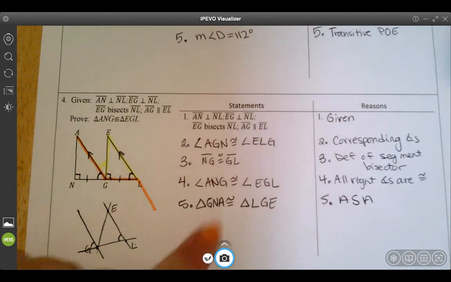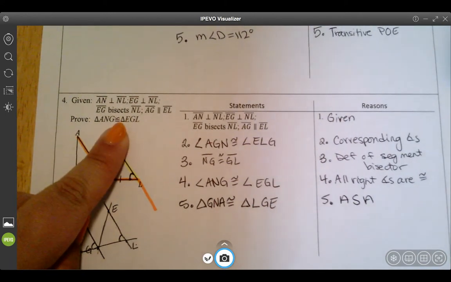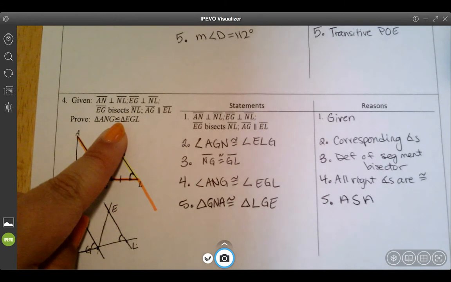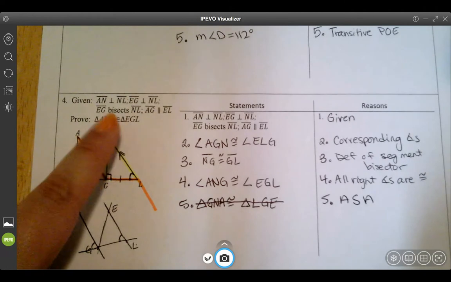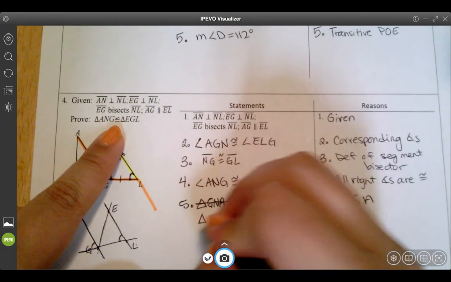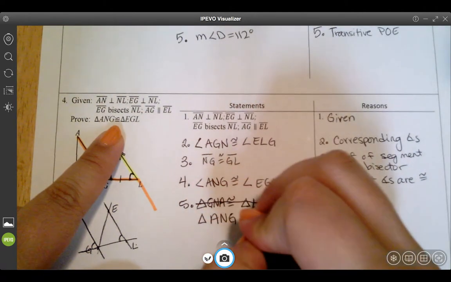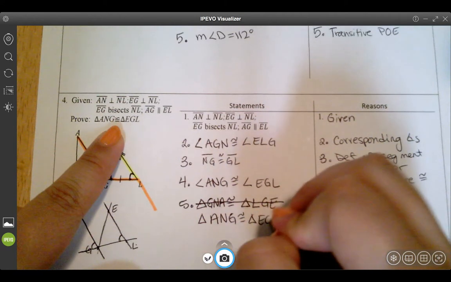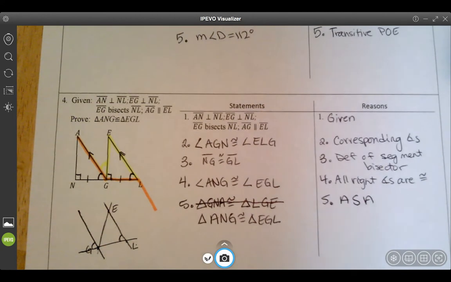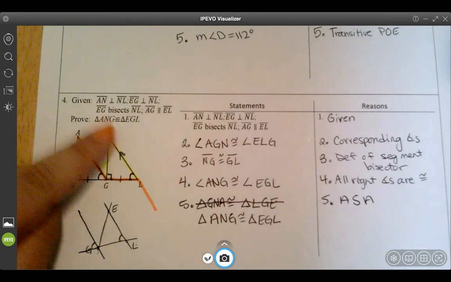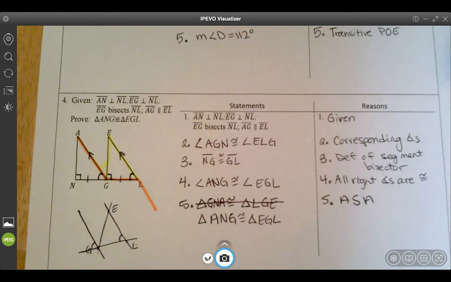Okay, and I'm just realizing we are not using CPCTC this time, so I could have just taken the name from the proof statement. I'm going to go ahead and cross this off and say, actually, I need this to match my proof statement. Triangle ANG congruent to triangle EGL. Okay, we didn't use CPCTC for this one because we weren't proving parts that are congruent. This time it was just asking for the triangles to be congruent. Okay, that's it for the proofs for this section.